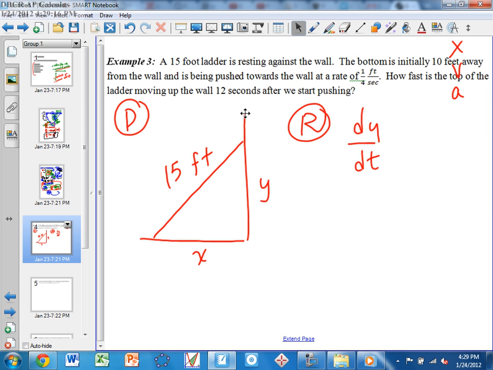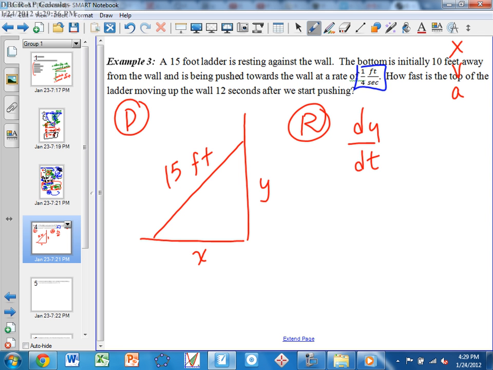How come you know that's a rate right away? Good. Right away, Rakab said, look at my units here. Feet per second. That must be a rate. Now, what does that tell us? The bottom is initially 10 feet away and is being pushed towards the wall at the rate of... So it's being pushed toward the wall.